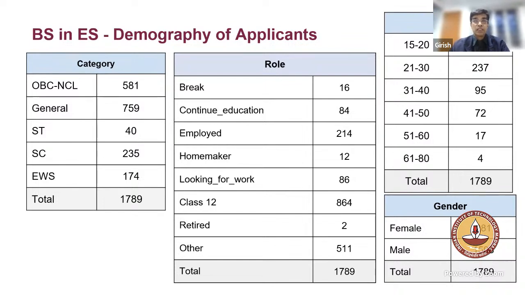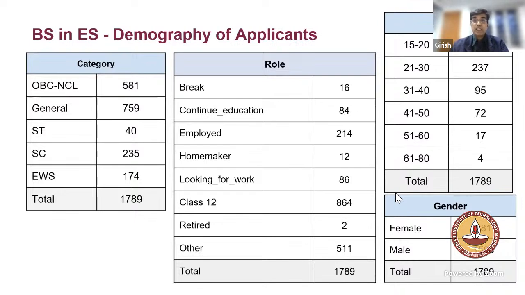The next thing that I wanted to talk about is a little bit about the demography of the applicants. You can see how diverse the applicants are when it comes to category, role, age, or gender. We have candidates from diverse age groups. We have 1,000 plus candidates who are between 15 and 20 years of age. But we also have a few candidates who have crossed 50. We have some 17 candidates who are between 51 and 60, and we have 4 candidates who are between 61 and 80. So this is a very diverse group of applicants.